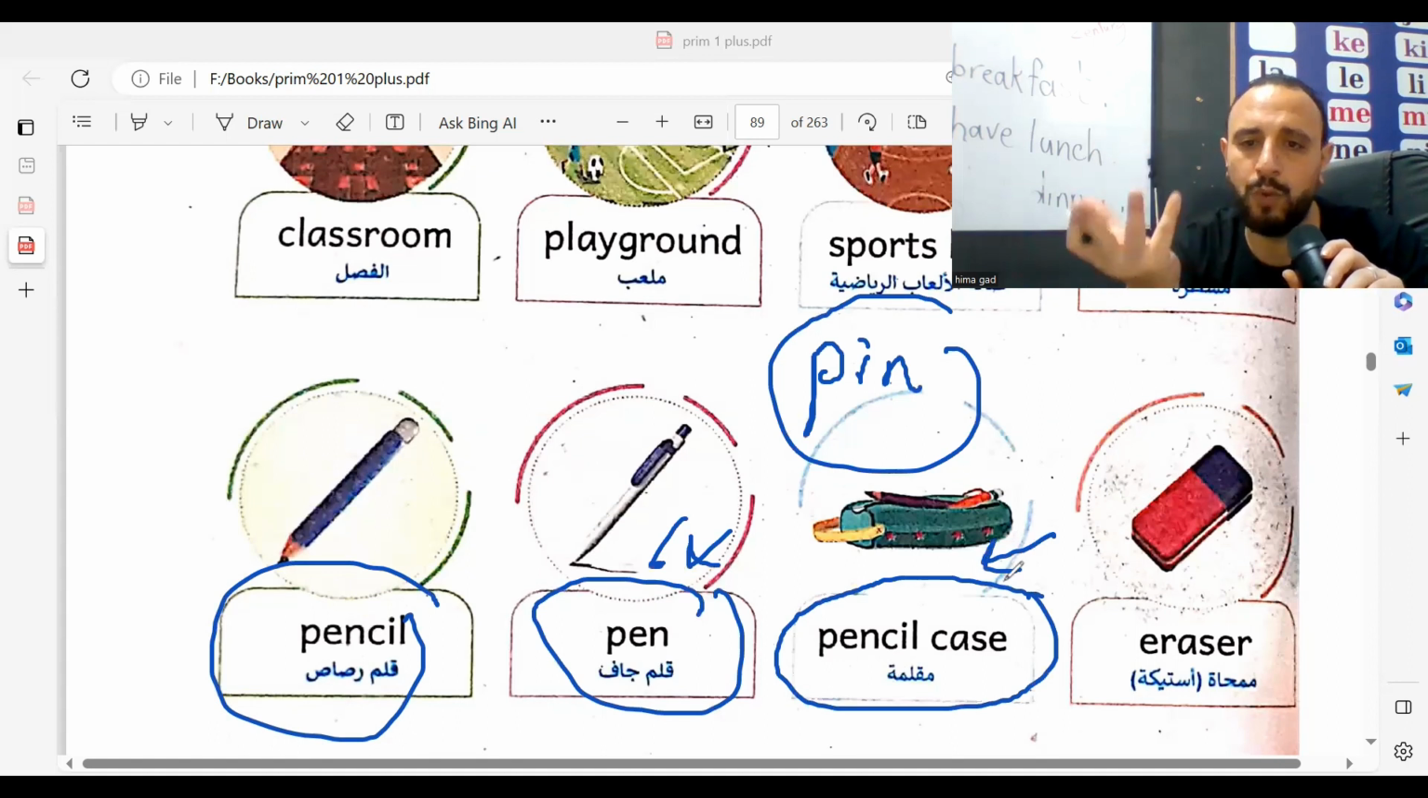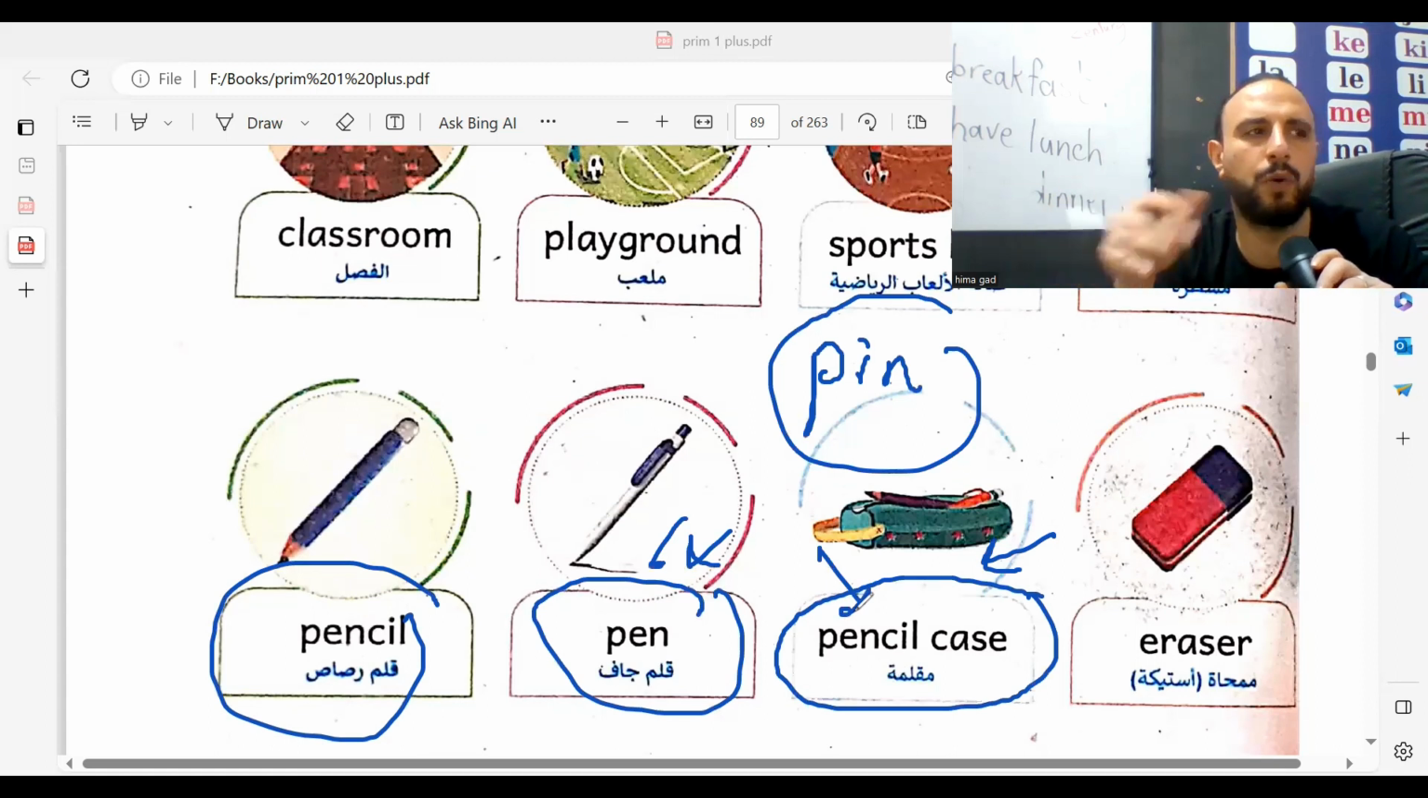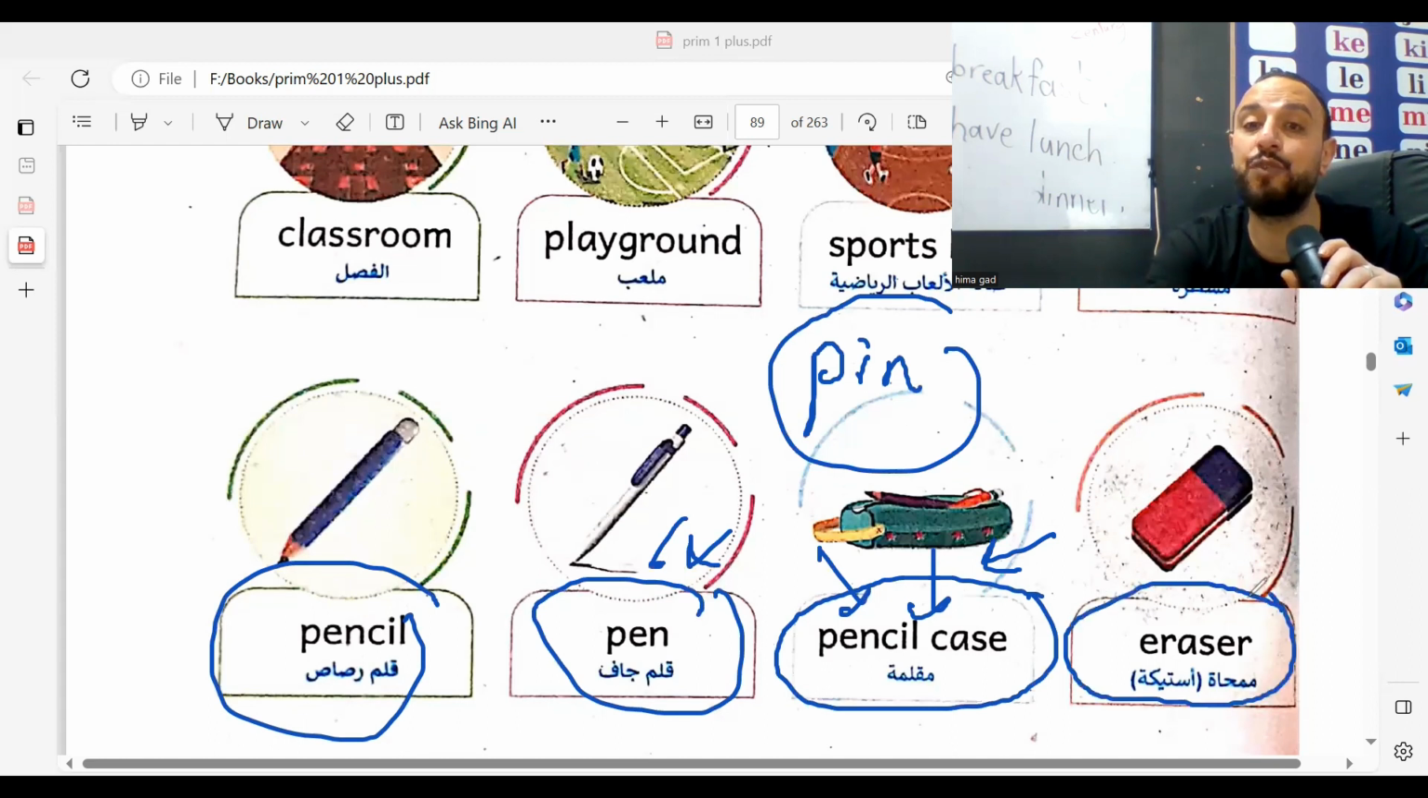يلا نسأل عليها تاني. What's this? It's a pencil case. شطورة يا مروة. What can you see? برافو مليكة. برافو يا شباب. I can see a pencil case. الحق بقى eraser دي.